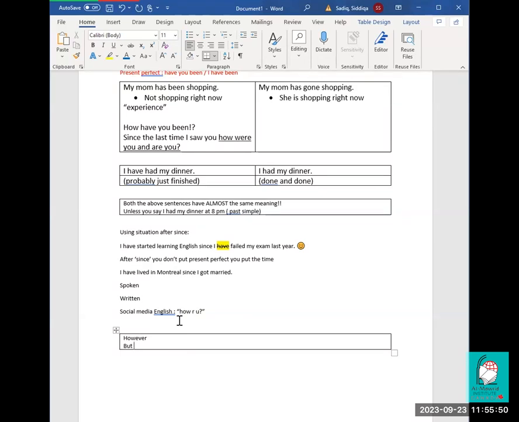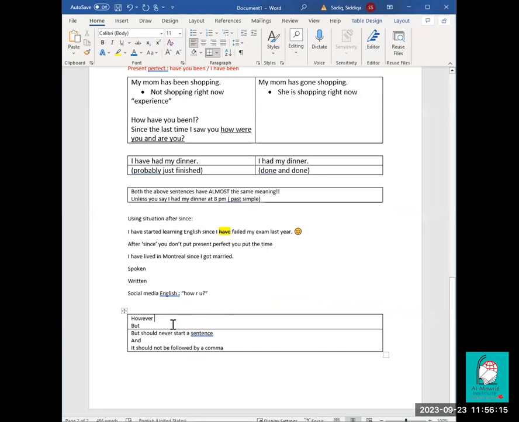So here is what it says, I'm just going to write this down from here. But should never start a sentence, and it should not be followed by a comma. This is the difference. Otherwise, they're exactly the same. Okay? However and but are basically the same. However is a fancy but. That's it. That's no other difference.